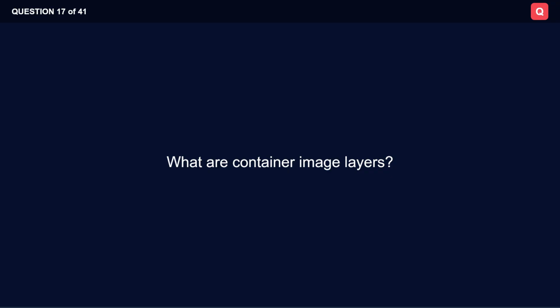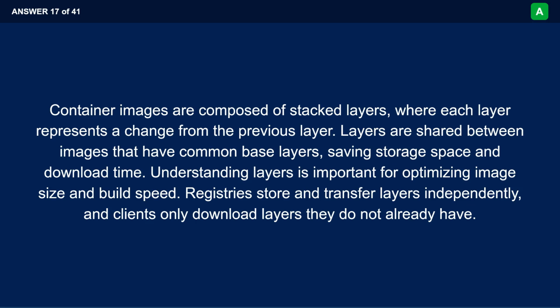What are container image layers? Container images are composed of stacked layers, where each layer represents a change from the previous layer. Layers are shared between images that have common base layers, saving storage space and download time. Understanding layers is important for optimizing image size and build speed. Registries store and transfer layers independently, and clients only download layers they do not already have.